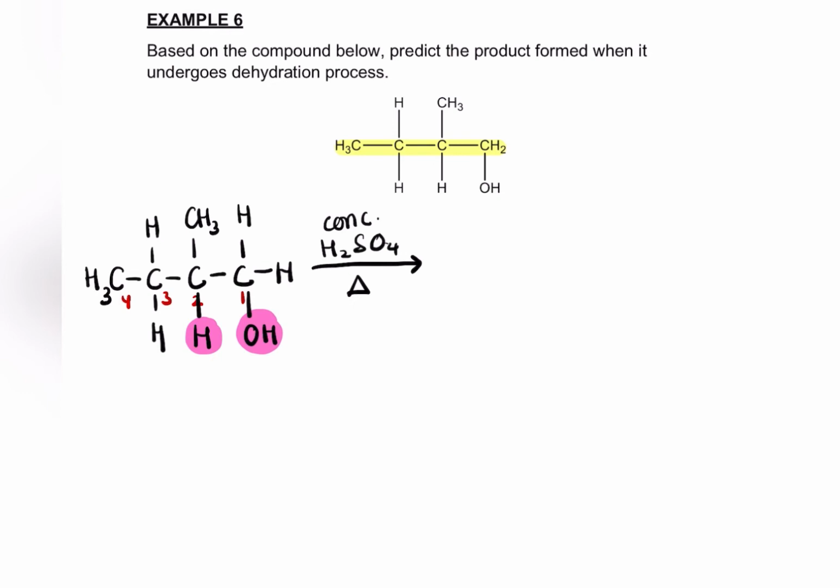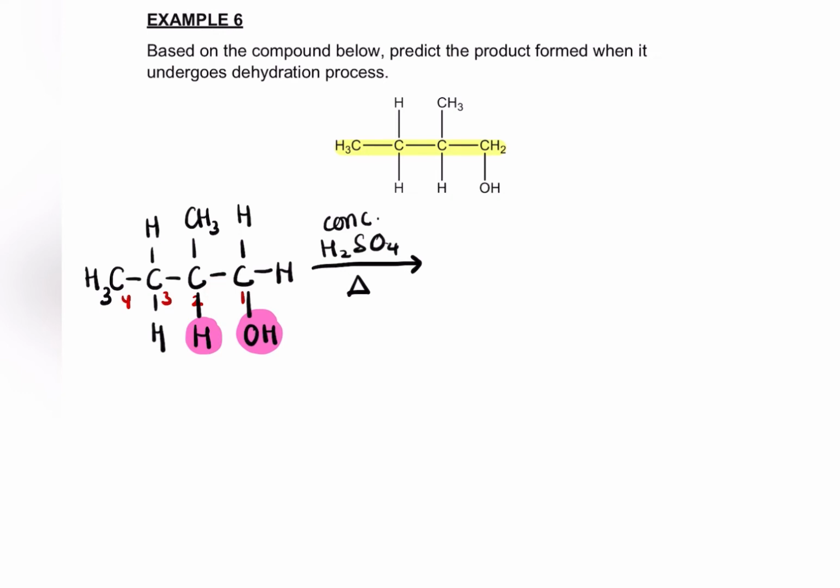So I already highlighted OH and H for you. Both of these are adjacent to one another. You cannot take OH and H at the same carbon. That is totally wrong because you cannot form the double bond by using one carbon. So that's why we have to take out H and OH from adjacent carbon. Then our product will have a double bond here between carbon number 1 and number 2.